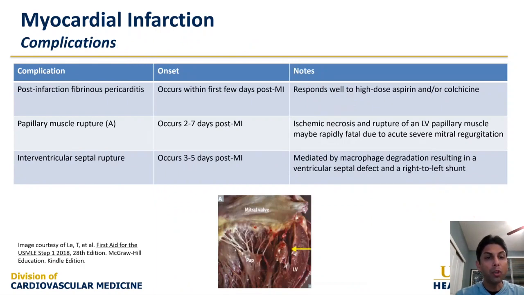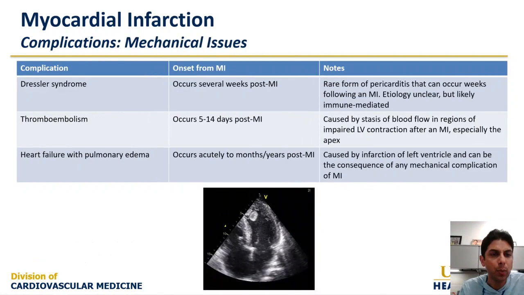Remember, a papillary muscle rupture as well as an interventricular septal rupture are also two other forms of mechanical complication. And last but not least, we have a couple other complications to talk about. Dressler syndrome, which occurs several weeks post-MI. This is a rare form of pericarditis, which occurs weeks following an MI. The etiology is unclear, but it's certainly related to an immune-mediated process.